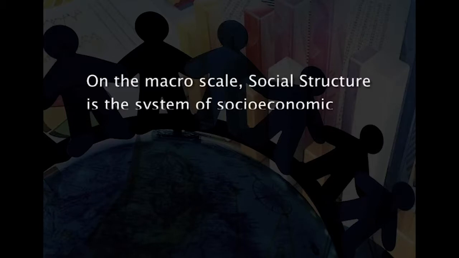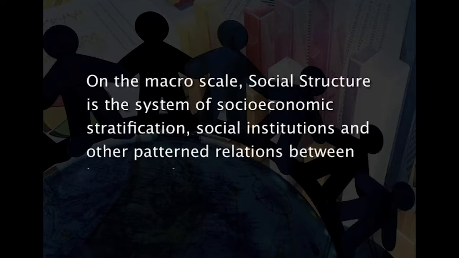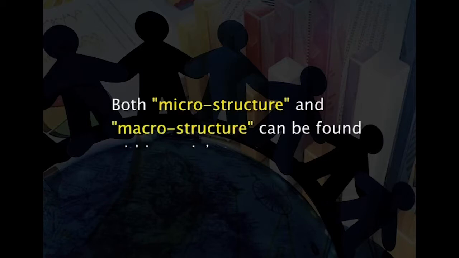Social structure is the distinctive, stable system of social relations that exists in any human society. On the macro scale, social structure is the system of socio-economic stratification, social institutions and other pattern relations between large social groups. On the micro scale, it can be the way norms shape the structure of actors within the social system. Both microstructure and macrostructure can be found within social structure.